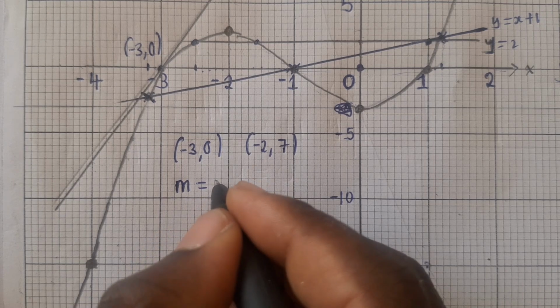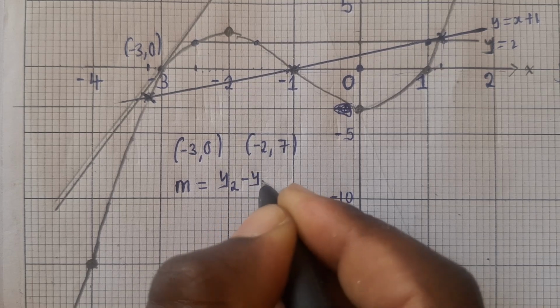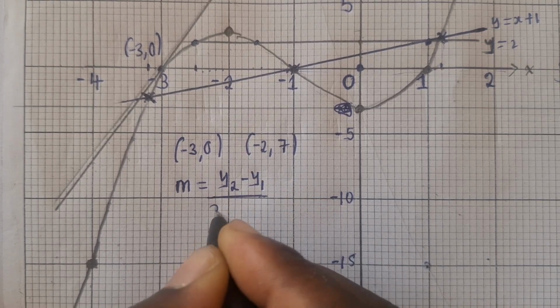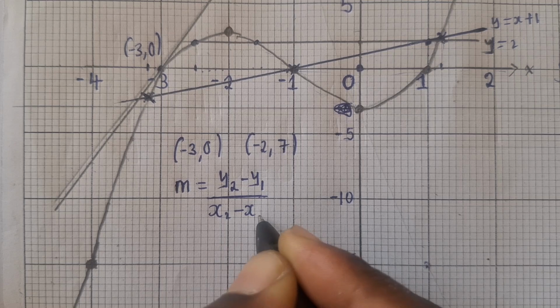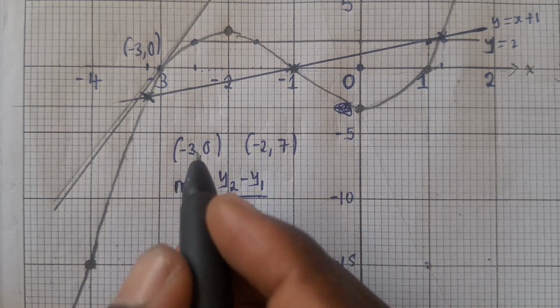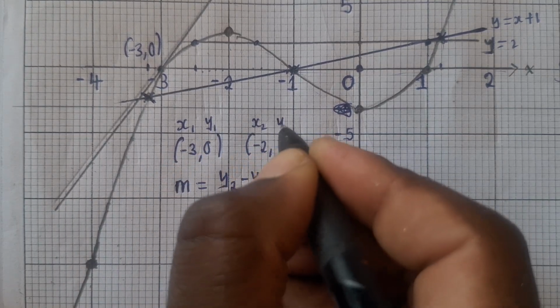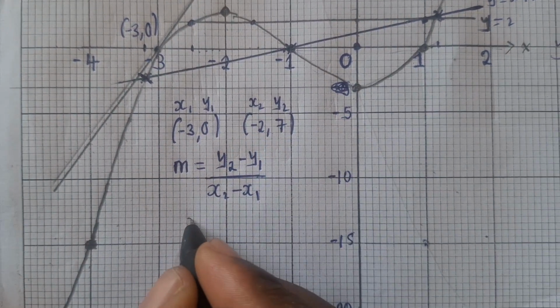So can you tell me it will be what? M is equal to y2 minus y1 over x2 minus x1. Lusa, you know this formula? Yes. So we can say that this is our x1, y1, x2, y2. So now we substitute in.